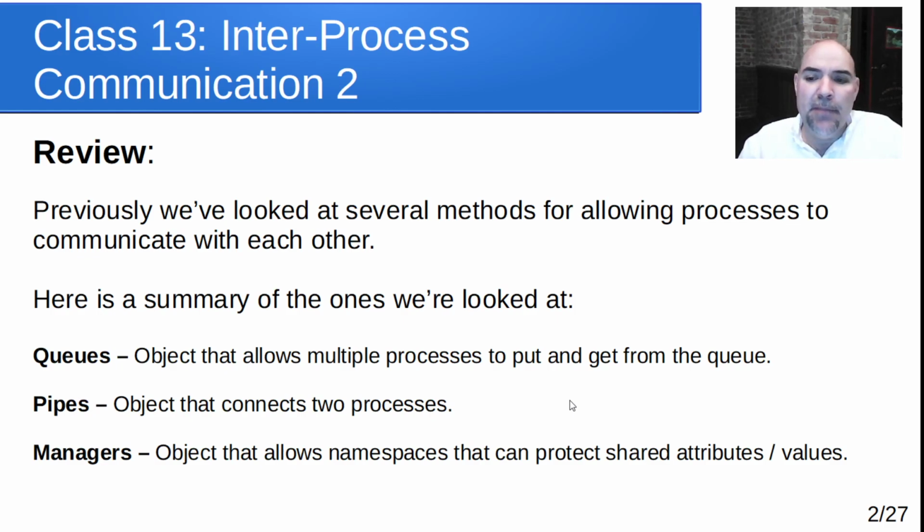And we looked at doing that previously with queues, pipes, and managers. Those gave us a way to essentially create mechanisms by which we could communicate from one process to another process. And in this case, we're not dealing with threads, we're dealing with processes which are completely isolated. We have this way of getting them to communicate with these three methods. We're going to add a few more today.